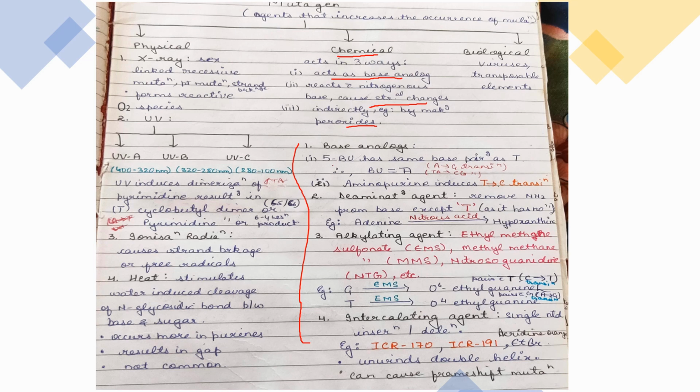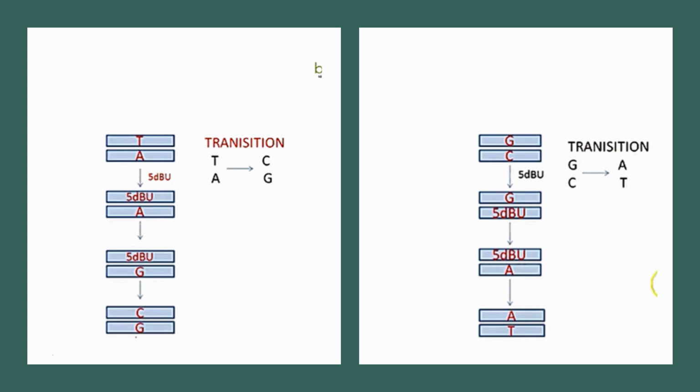Now 5-bromouracil, it has same base pairing as thymine. So if 5-bromouracil is present, it automatically will base pair with A. So it leads to A to G transition or TA to CG transition. Now here we can see 5-bromouracil making the transition from TA to CG. Now here TA is present. If 5-bromouracil is present, it will base pair with G and will lead to CG transition. And similarly, it can also lead to GC to AT transition.